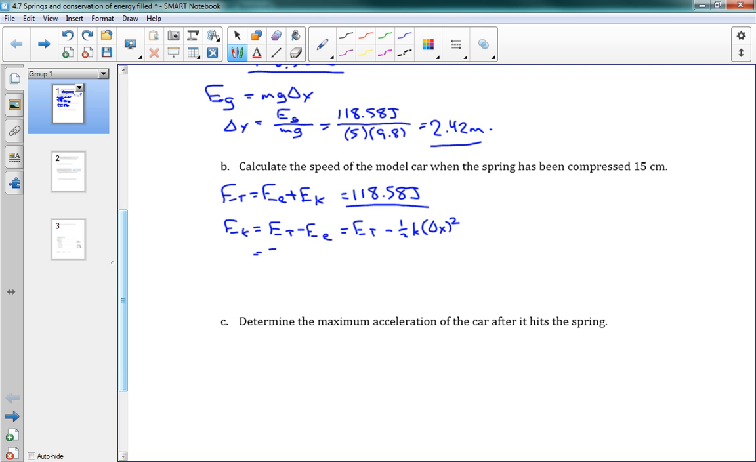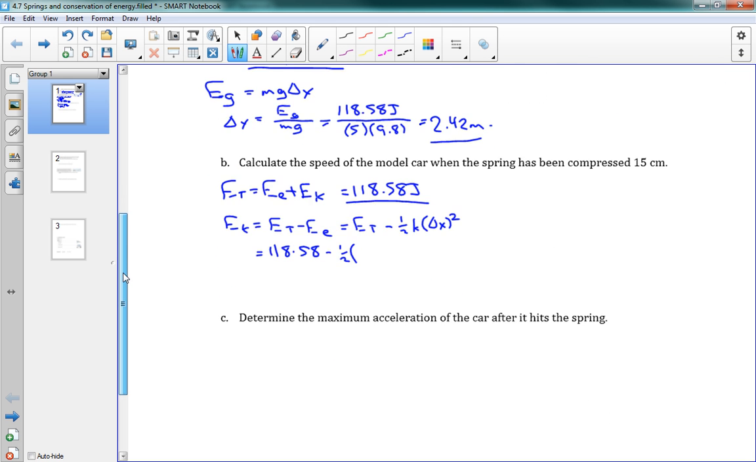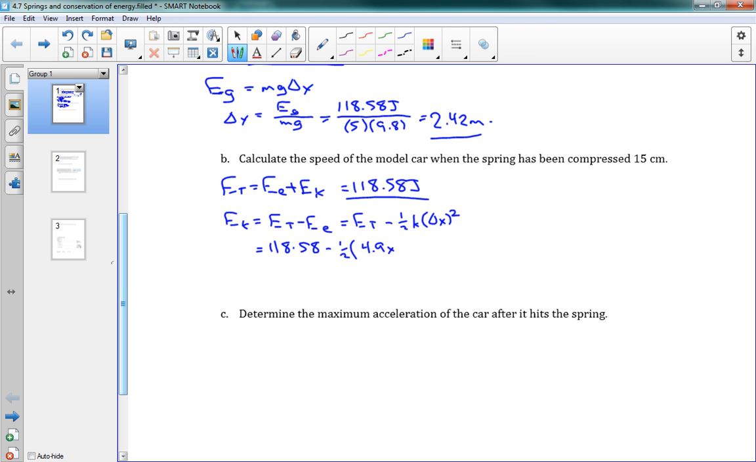So well, now we can maybe substitute in our 118.58 minus 1/2. Then we use our value of k. k was 4.9 times 10 to the 3. And our delta x is 0.15 meters, and we square that. So let's see, we get now a kinetic energy of 63.9 joules.